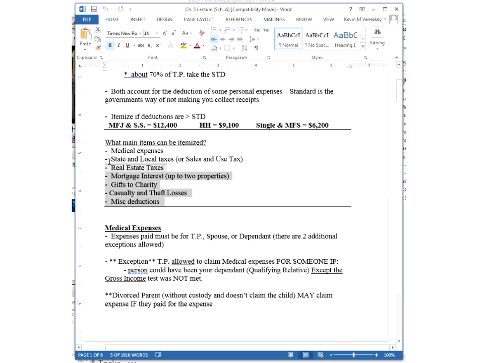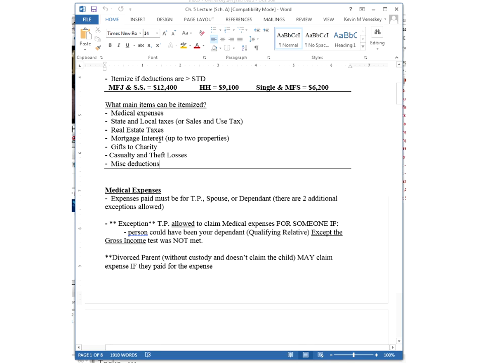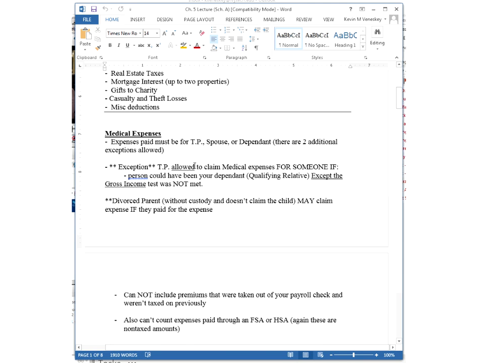So the different items that are used for itemized deductions, these are things you'll just kind of want to have memorized. The medical, the state and local taxes, including real estate, the mortgage area, and charity is another bigger area. The last two aren't used all that much. The medical is another one that's not used all that much, and you'll see why.